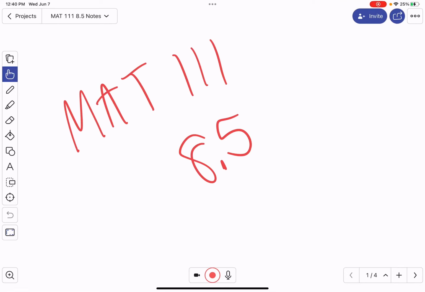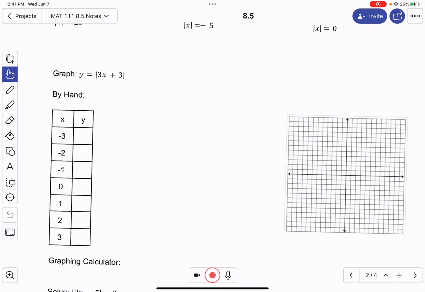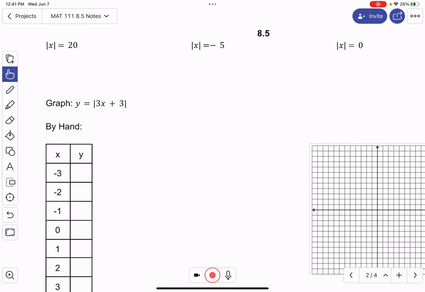Okay, this video goes over section 8.5, which is going to look at absolute value equations and inequalities. Absolute value is the distance from zero, so it's always positive. You can solve it to find out what goes in the absolute value. So the basic premise is whatever you put inside comes out positive.